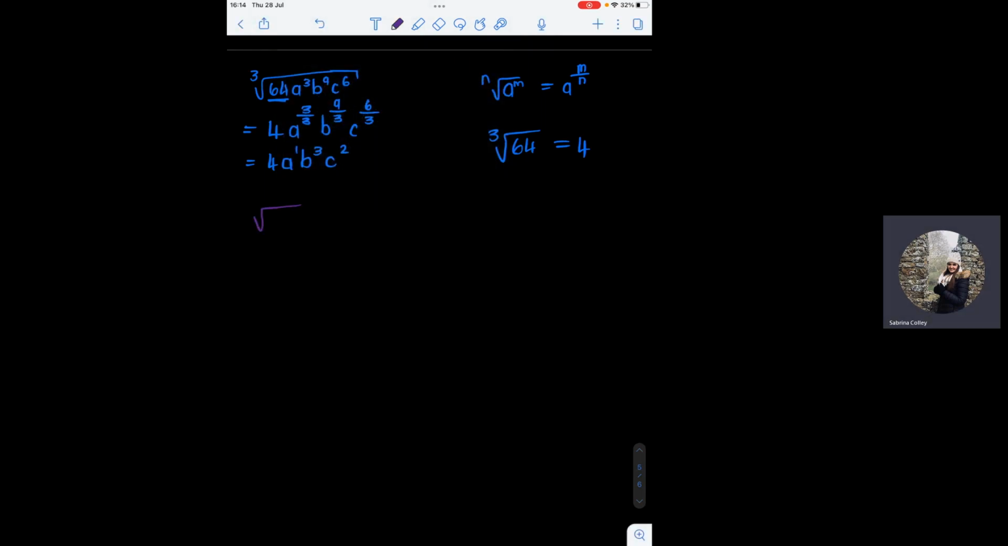Okay, last one for this video. If I've got the cube root of 64, x to the power of 12. Remember, I cube root that 64 normally, which we know is 4. And then x, it will be 12 over 3, which will be 4x to the power of 4.